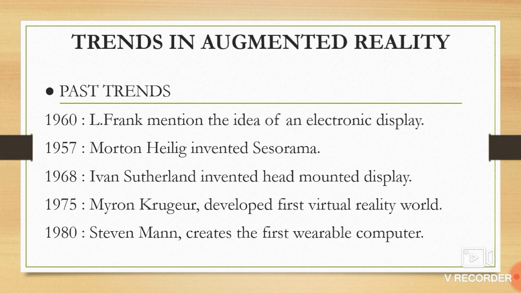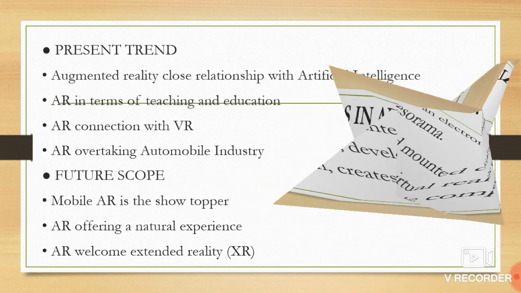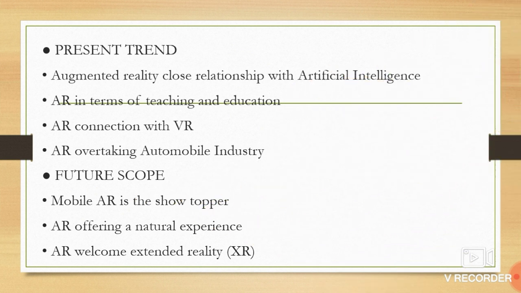1980. Stephen Mann creates the first wearable computer. A wearable computer is any small technological device capable of storing and processing data that can be worn on the body. Next, present trend. Augmented reality has a close relationship with artificial intelligence.